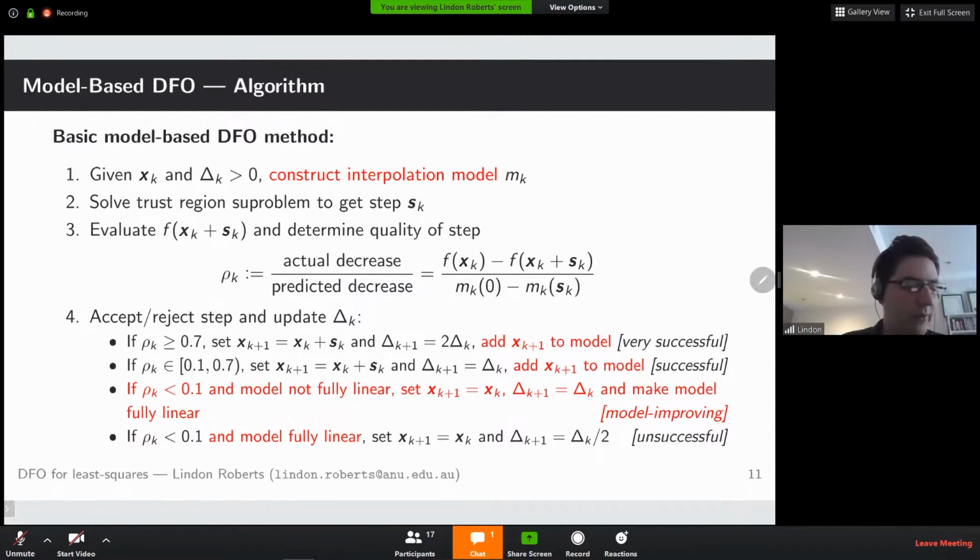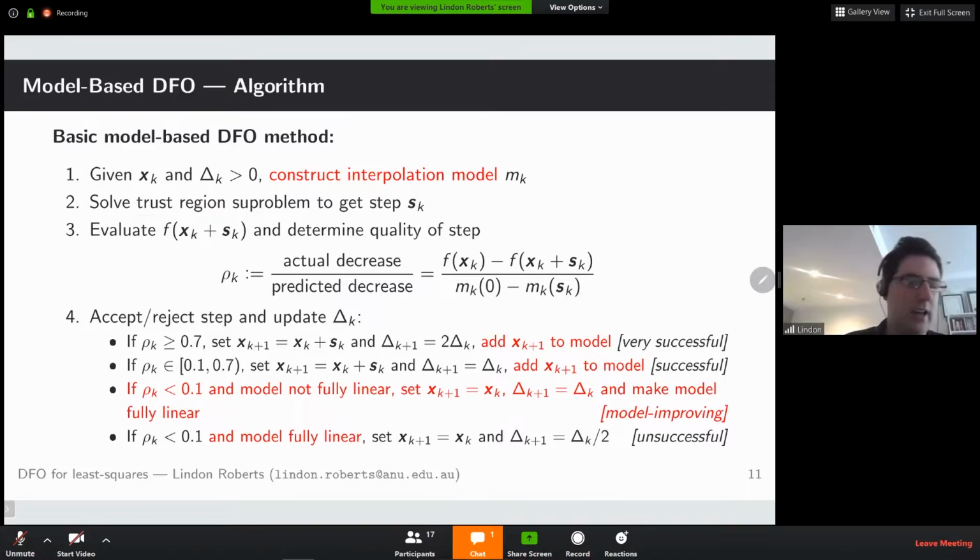So if things are going well, we'll add our new iterate, xk plus 1, to our interpolation set, because we want to incorporate that when we build our model in the next iteration. If things are not going well, so our rho k is small, then we make two decisions. We check, is our model Taylor series accurate? Were our Lagrange polynomials small? If it was, that's the last unsuccessful case. So our model was accurate, but our step was bad, in which case we should shrink the trust region radius.